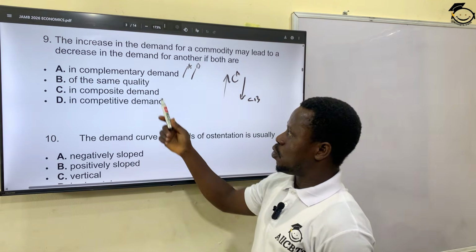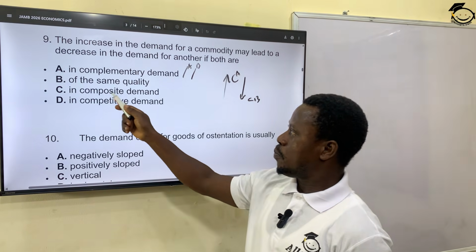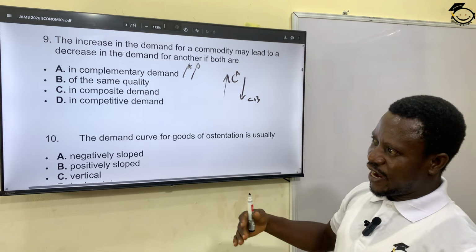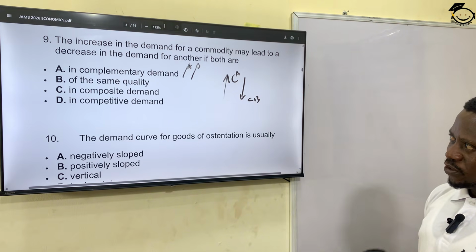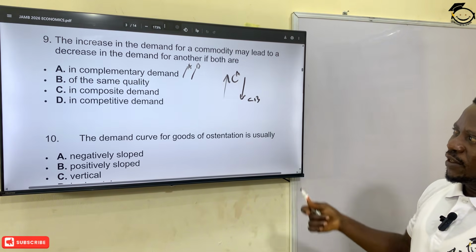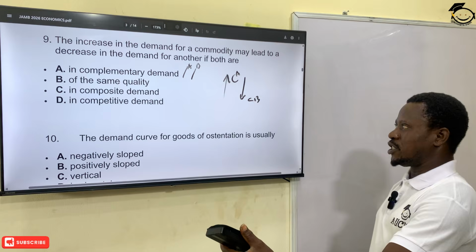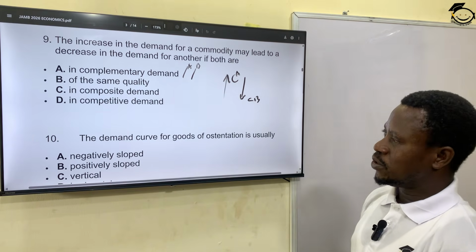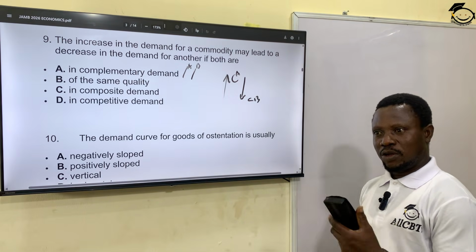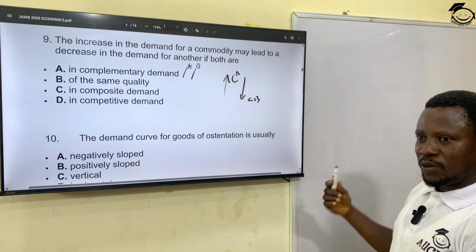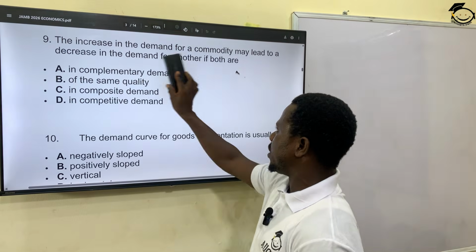If they are of the same quality, that means they are alternates. If you buy this, you may not be able to buy the other one. If they are composite, it means they are jointly added together to make up your satisfaction. But if they are competitive, that means whatever this one can satisfy, the other one can also satisfy it. Talking about Milo and Bonvita, if you are consuming more of Milo, commodity A, of course you consume less of Bonvita, commodity B. So the correct answer there is competitive demand.